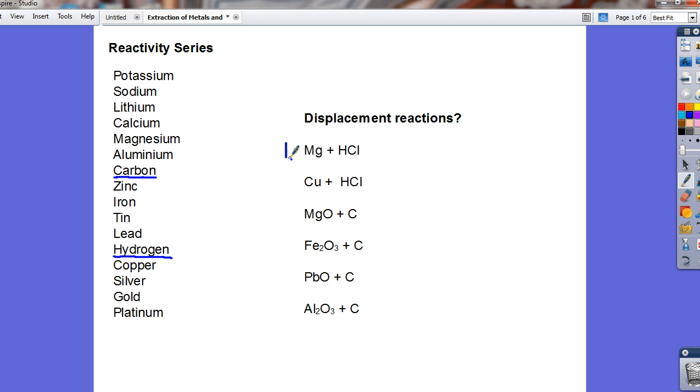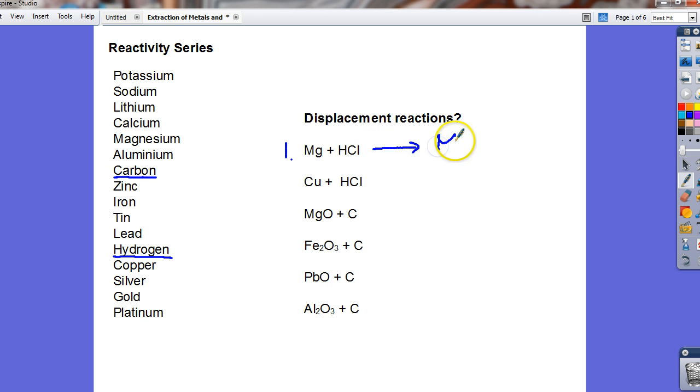So we've got magnesium here. Will magnesium react with hydrochloric acid? Well, we can decide on that using the reactivity series. Magnesium is up here, hydrogen is down here. So as magnesium is more reactive than hydrogen, the magnesium can come in and kick the hydrogen out of the hydrogen chloride, or the hydrochloric acid. That new compound is magnesium chloride. The hydrogen has been kicked out, so that leaves us with hydrogen gas.